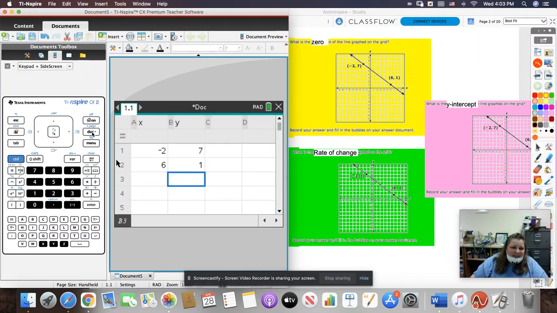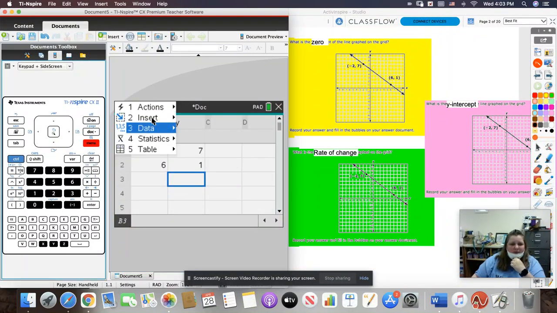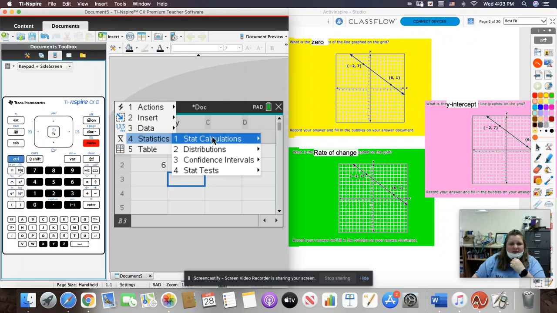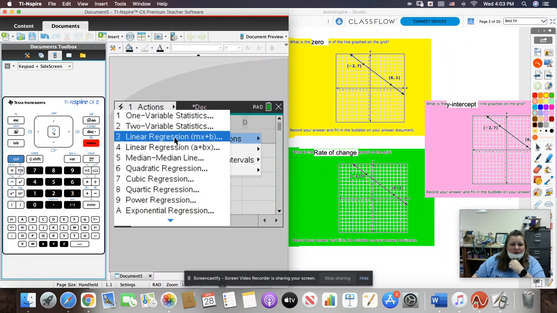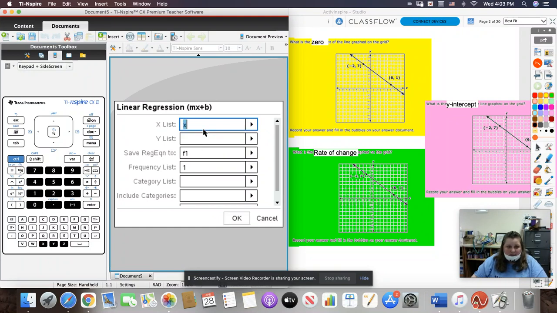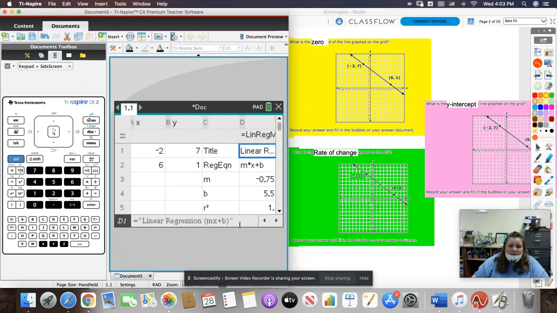6 and 1, and then I got you. All right. Then you hit menu, statistics, stat calculations, linear regression, X and Y, and click OK. And then right there, M represents your slope, so your answer would be -0.75.